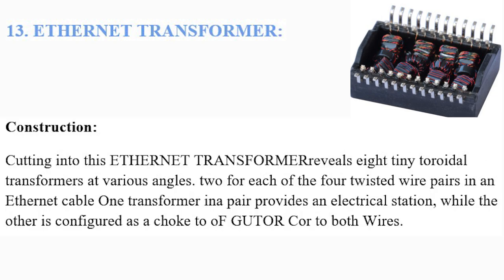Construction: cutting into the Ethernet transformer reveals 10 tiny transformers at various angles, two for each of the four twisted wire pairs in an Ethernet cable. One transformer in a pair provides electrical isolation, while the other is configured as a choke to suppress common-mode noise on both wires.